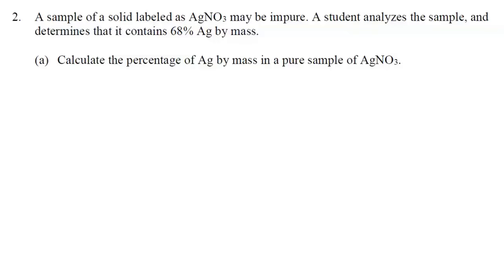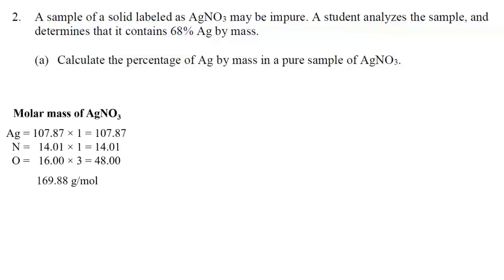So part A, calculate the percentage of Ag, of silver, by mass in a pure sample of AgNO3. So the skill that you need in this particular part of the question is what we already talked about in topic 1.3, elemental composition of pure substances. Let's consult the periodic table. Let's get the atomic mass of silver, nitrogen, and oxygen. So we have 107.87 for silver, 14.01 for nitrogen, 16.00 for oxygen, times 3. So total mass, 169.88, the molar mass or the formula mass of silver nitrate.